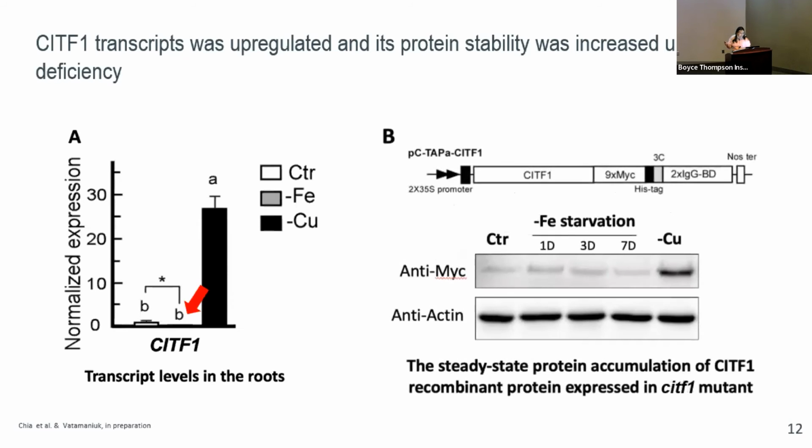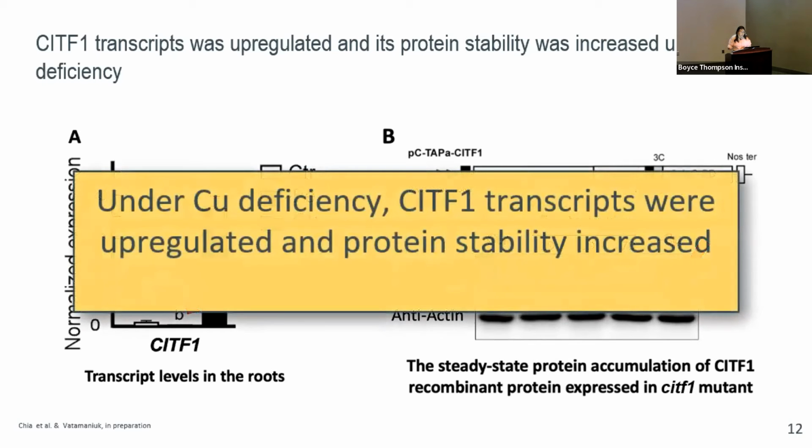We can also see that protein stability was increased under copper deficiency using the expression cassette used above. And here we can see that there is more protein accumulated under copper deficiency with anti-actin as our housekeeping gene. So under copper deficiency, CYP1 transcripts were upregulated and protein stability was increased.